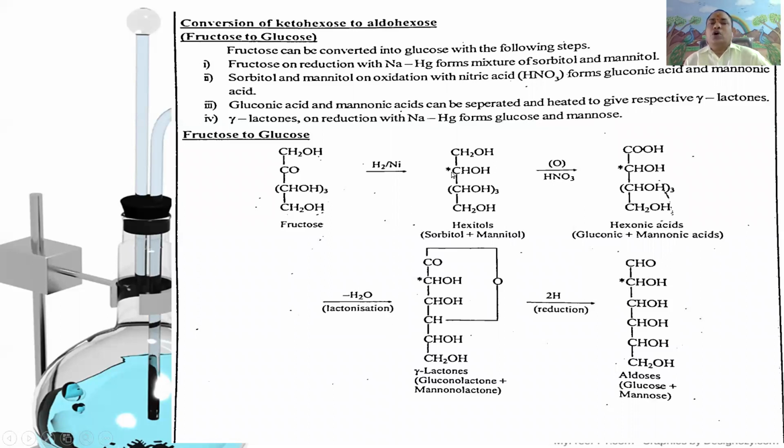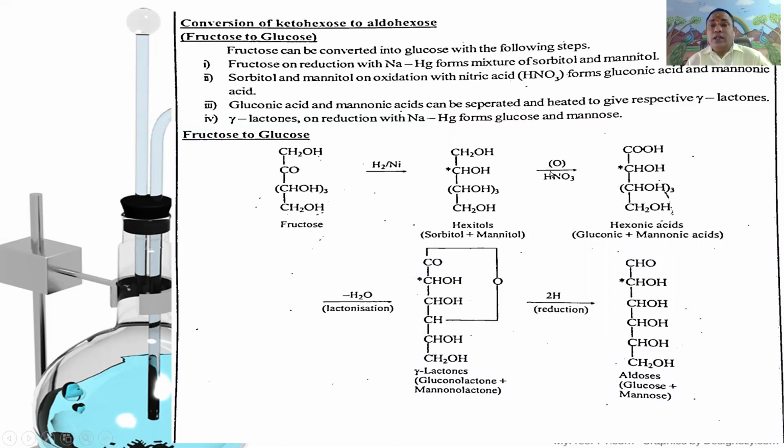Here in the sorbitol, at the second carbon H is present on the left side, OH on the right side. In the mannitol, at the second carbon HO is present on the left side, H on the right side. Therefore, it is an epimeric mixture. Sorbitol and mannitol are called an epimeric mixture, which undergo oxidation.